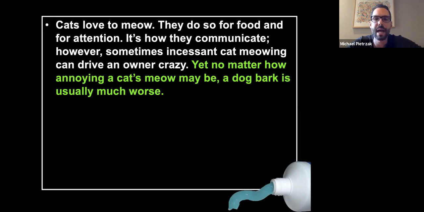We're fixing this a little bit. Cats love to meow, period. They do so for food, and so on. Yet is a great transition word. No matter how annoying a cat's meow may be, a dog bark is usually much worse, right? So what have we done?